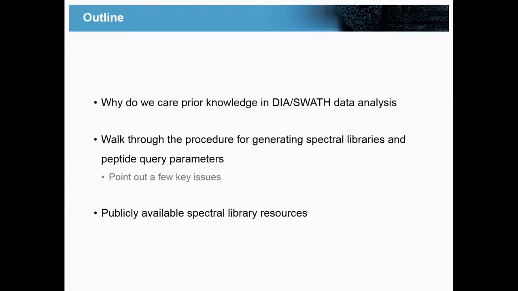So why do we care about prior knowledge in DIA analysis? I think this has probably already been covered, but I'm just going to quickly repeat this in case it's not clear. And then I'm going to walk down through this procedure and highlight what each of the steps are, step by step, and point out a couple of issues that we think are important. Tina also mentioned that there are a lot of publicly available resources online now, peptides and proteins that have already been characterized by various different groups, and I'll make a few points about what these are and whether you can use them or not.